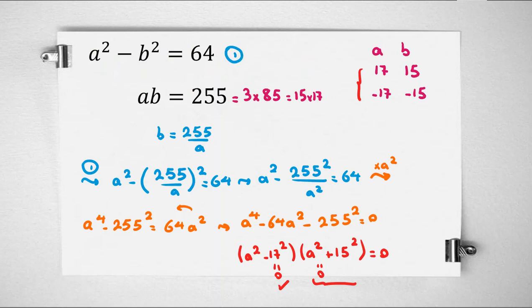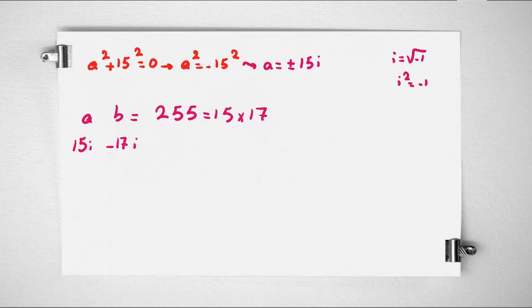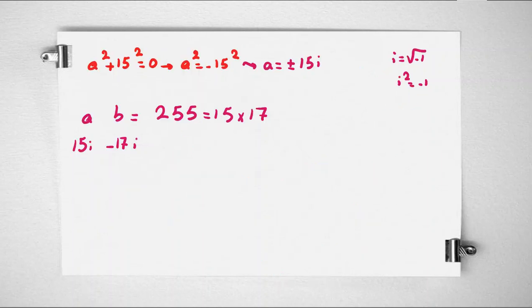And because we know AB is 255, B is 255 over A, which is 15 times 17. You can say, okay, if A is 15i, B should be negative 17i, since i squared is negative 1. The only thing you should know is i equals root negative 1, and then i squared is negative 1 in complex numbers. In real numbers, the problem has been finished: 17, 15, negative 17, negative 15. We are working in complex numbers.